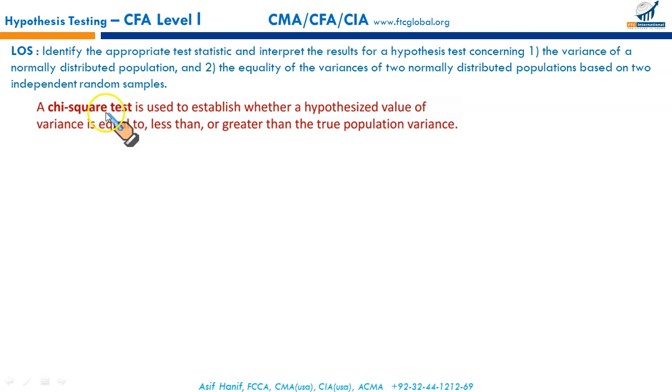So what we're talking about here, a chi-square test, is used to establish whether a hypothesized value of variance is equal to, less than, or greater than the true population variance. Now why a chi-square test? Why not the z-test or the t-test? First of all, unlike most distributions, the chi-square distribution is asymmetrical. It has no negative values.